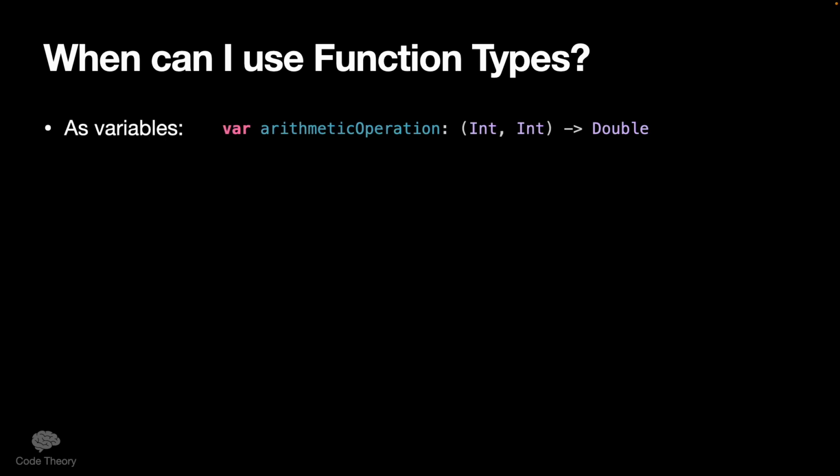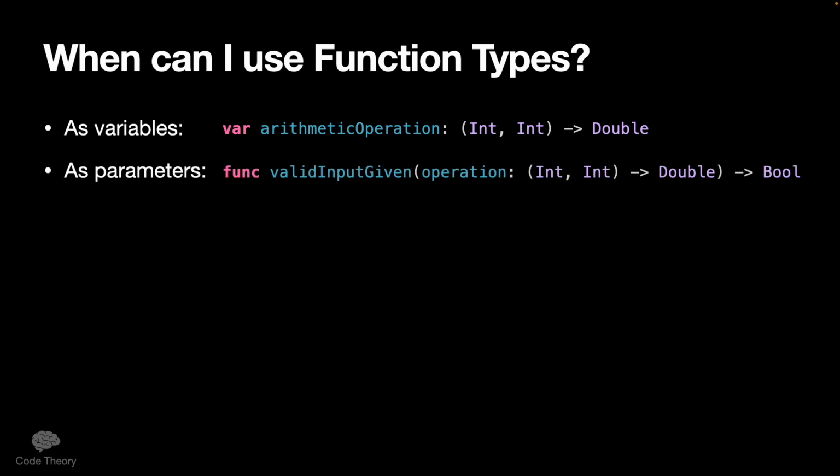We can use them as variables and constants. So you can use them to define, hey, I'd like to have a variable or a constant that has a function type. That means that moving forward, the only things you're allowed to assign to it are functions that have that type. Functions that have that type are functions that take in two ints and return one double.